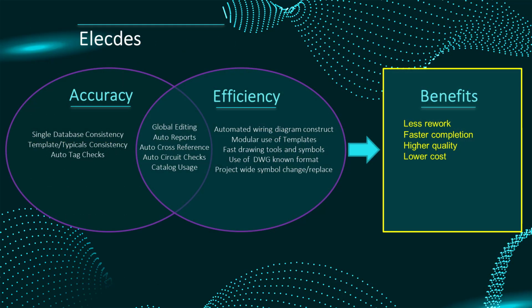All of those accuracy gains are summarized in this diagram. If you are making less errors, you'll have less rework, your project will take less time and will cost less. Similarly, if your efficiency and productivity are elevated, then your project will be completed faster and cost less.